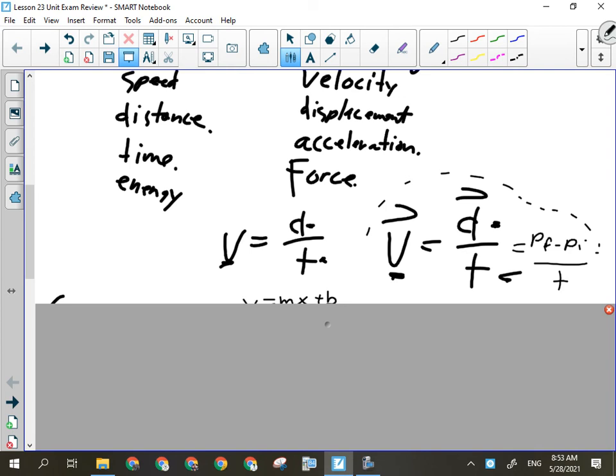So here's something to think about. On the test, for the graphing questions in the written response, graphing questions plural, one of each, one velocity versus time, one position versus time.